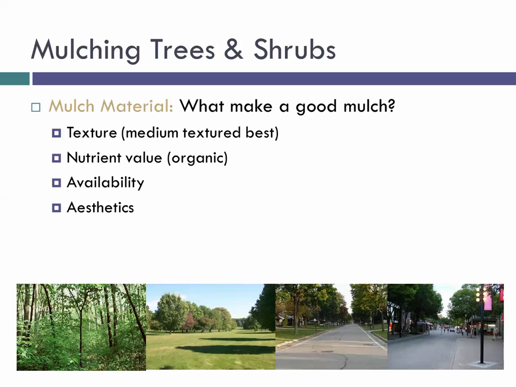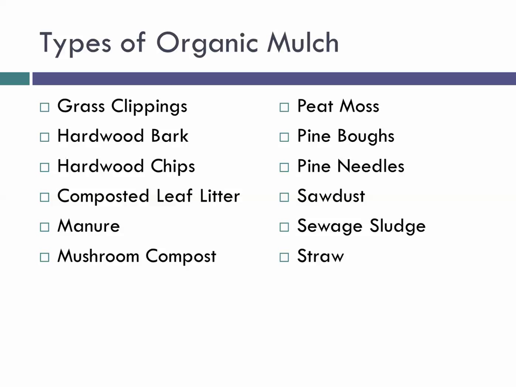So let's take that as a lesson and focus on mulch. Types of organic mulch that you can choose from, and again, organic meaning it used to be alive. You got grass clippings, hardwood bark chips, composted leaf litter, manure, compost, peat moss. You can see the rest. For our trees, the best thing to use would be the bark or chips. In very creative and careful ways, the other things could be used too, but for the average homeowner, I would recommend using barks or chips. They've got that medium texture. They're fairly easy to use and affordable to get.